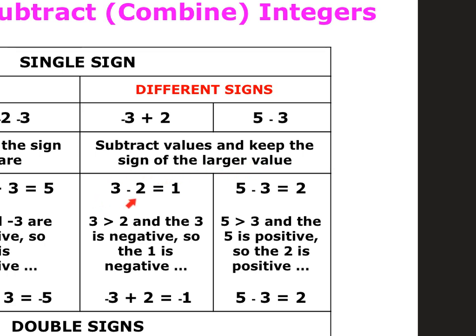So 3 minus 2, it said subtract the values, and you will end up with 1. Now since 3 is greater than 2, and the 3 is a negative, the 1 is going to be negative in your answer. So you subtract the values and take the sign of the larger value. Over here, 5 minus 3 equals 2. The 5 is greater than the 3, and the 5 is a positive, so the answer is going to be a positive. Subtract the values, take the sign of the larger value.